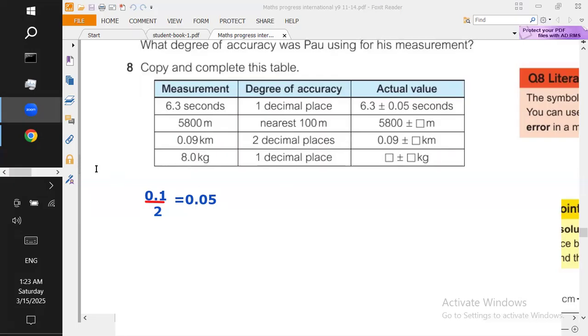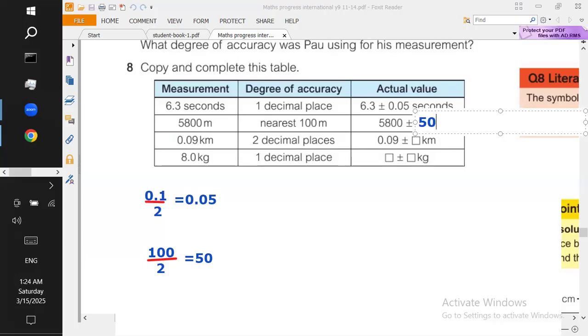Now, same idea with the next one, which is 5,800. Here, the upper and lower bound for the first question will be 6.3 plus 0.05 and 6.3 minus 0.05. This is the original, and the word after nearest is 100 meters. It means we take the 100 and divide it by 2, which gives me the absolute error. So the absolute error is 50. Now I'm going to take the 50, add it, and subtract it from the original. This means 5,800 plus minus 50 meters, because we always put the absolute error here.